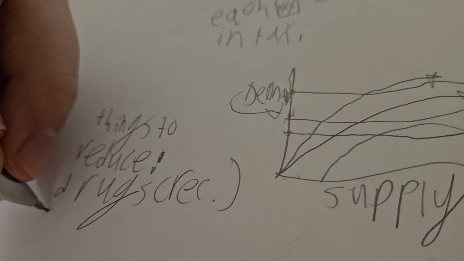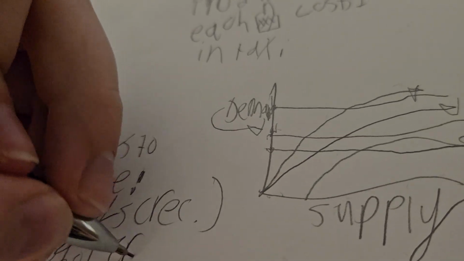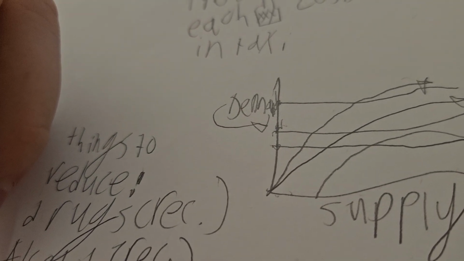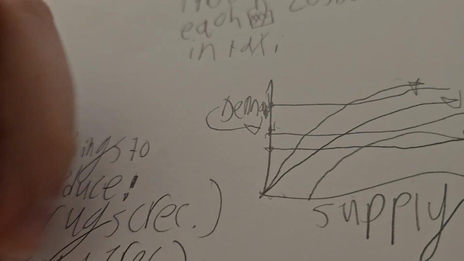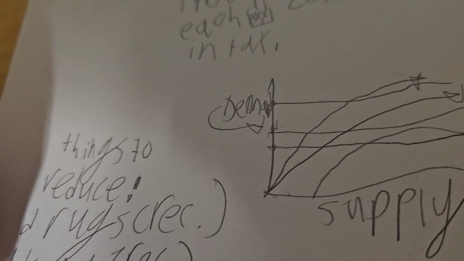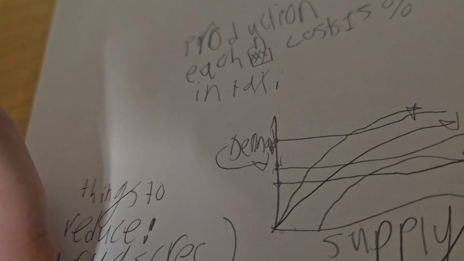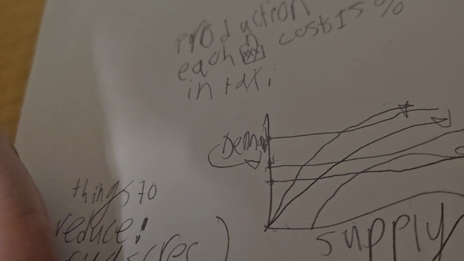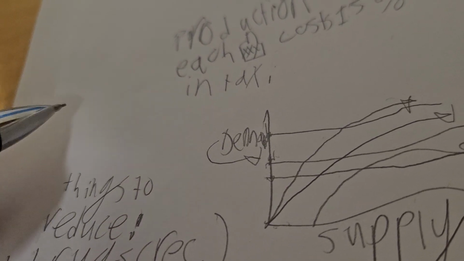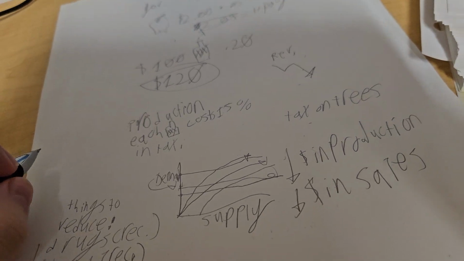Recreational. Same thing. There is actually medicinal alcohol. Don't really care about it though. You can fill in what that is. These are things I 100% wish to reduce. And so I would advocate heavily for reducing them through taxation.